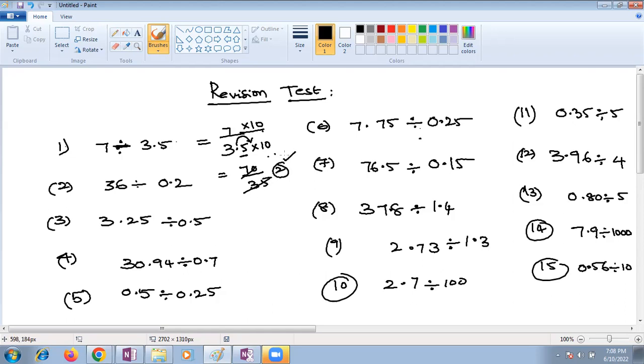Ma'am, this is an easy method, ma'am. You can forget about the dot, ma'am, and then you can simply multiply it, ma'am, and then add the points. That is also fine, Jane. 3.5 twice only, it's 7. So 7 can be written as 7.0.